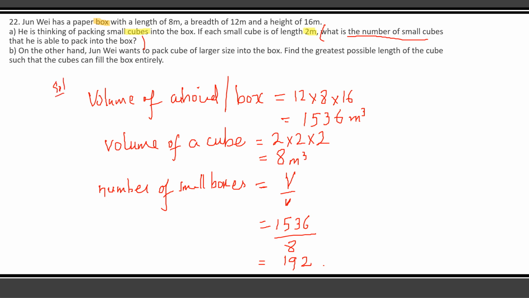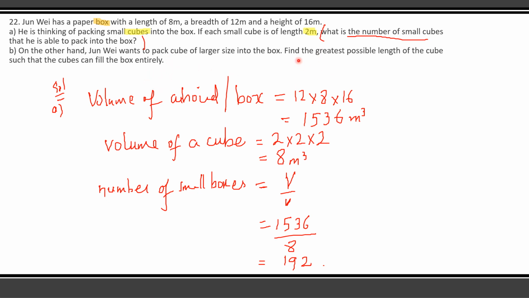This is the solution for part A, right? Now let's come to part B. What does part B say? On the other hand, Jun Wei wants to pack cubes of larger size into the box. Now in the first case he wanted to pack small cubes into that box, but in the second case he wants larger cubes to be packed inside that box.